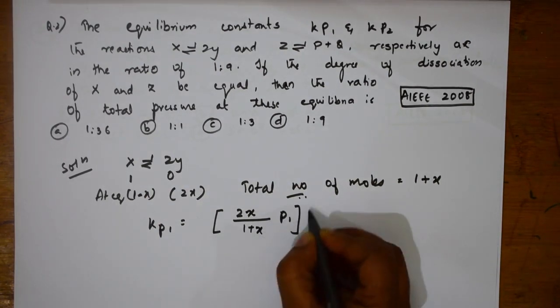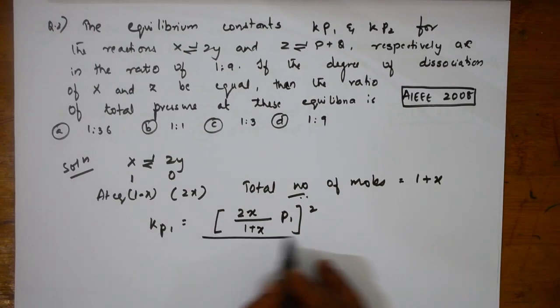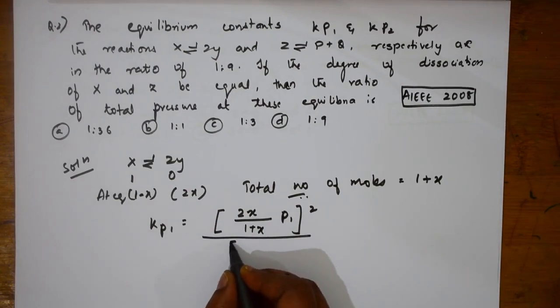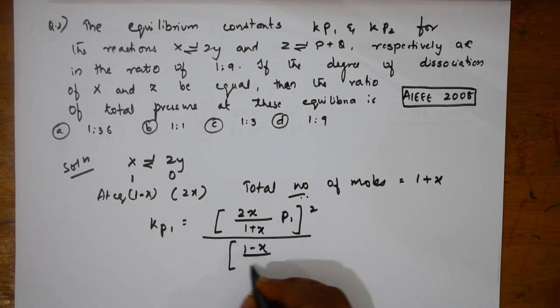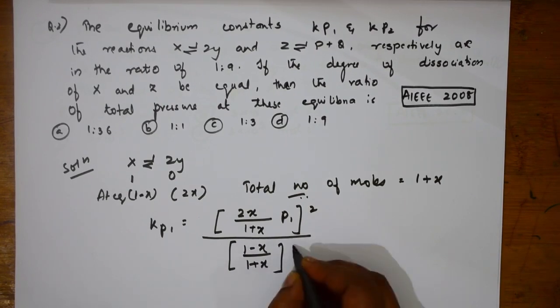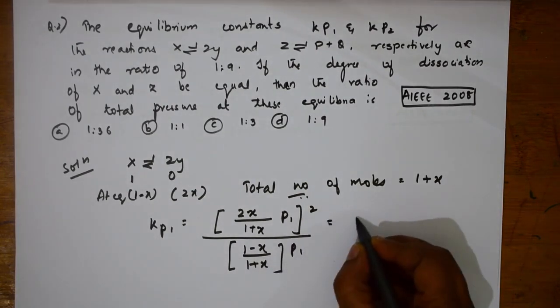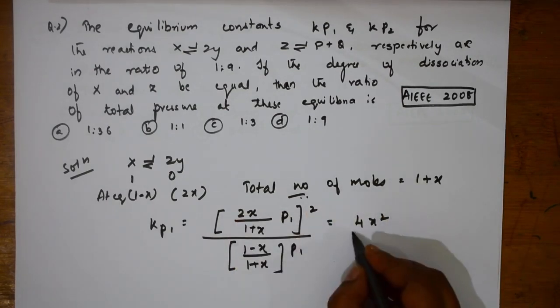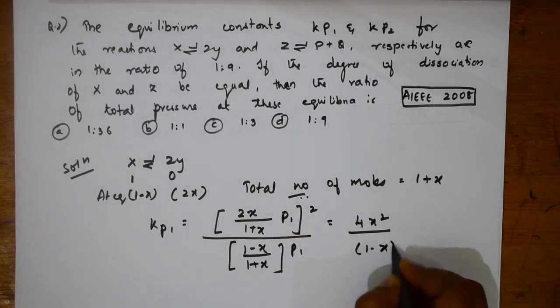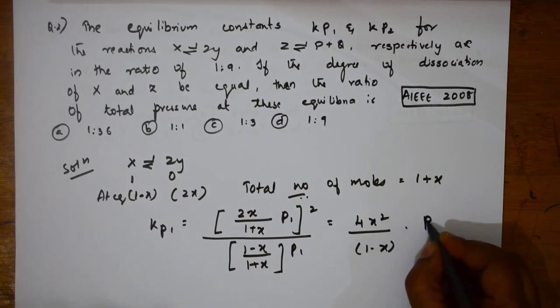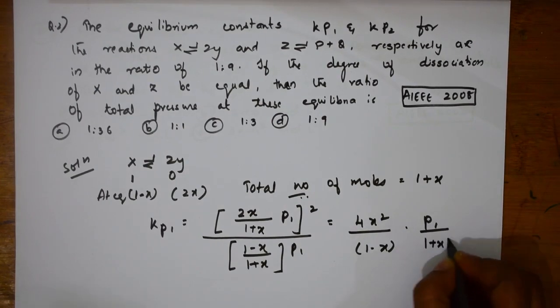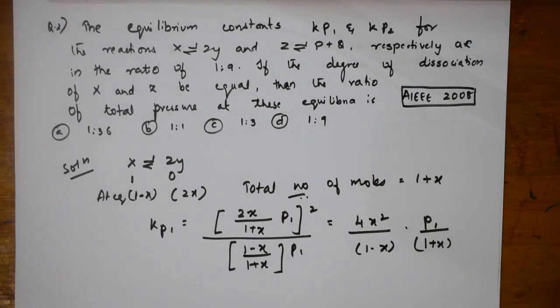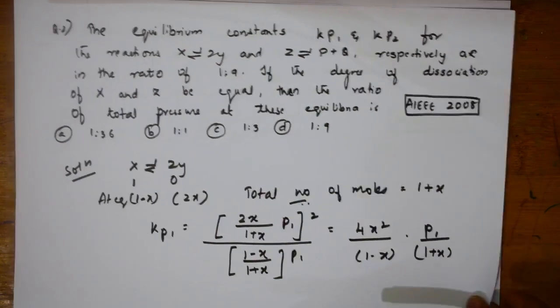P1, I have written the formula also in the previous video. From that only I have written this: 1 minus X by 1 plus X P1. This comes equal to 4X square by 2 square, 1 minus X into P1 by 1 plus X. This is over for this, right? Now let's do the next one. What is the second one?